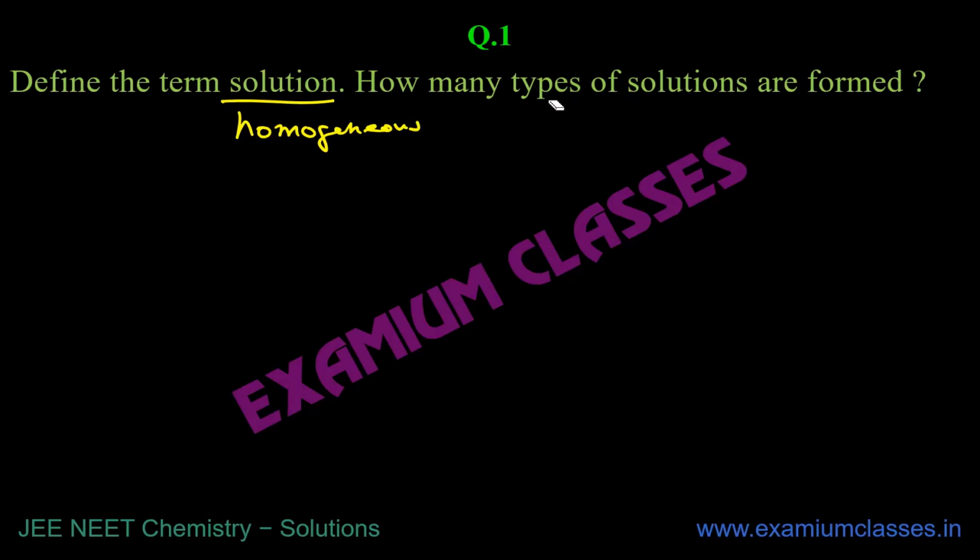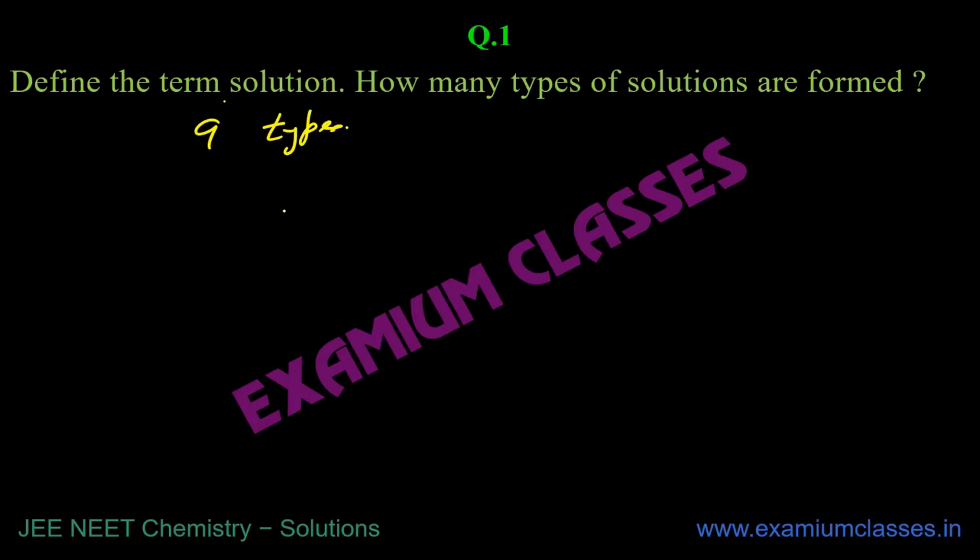So you will say it is a homogeneous mixture of 2 substances. There can be more, so you can write 2 or more substances, and depending on their composition, there can be 9 types of solutions. So first, in the definition of solution, you will write it's a homogeneous mixture of 2 or more substances. That's it. How many types? There are total 9 types.